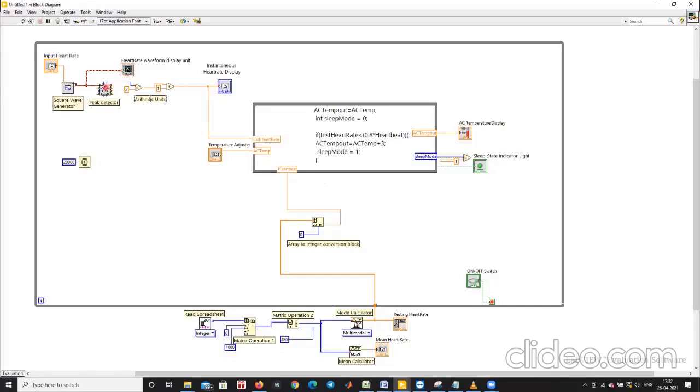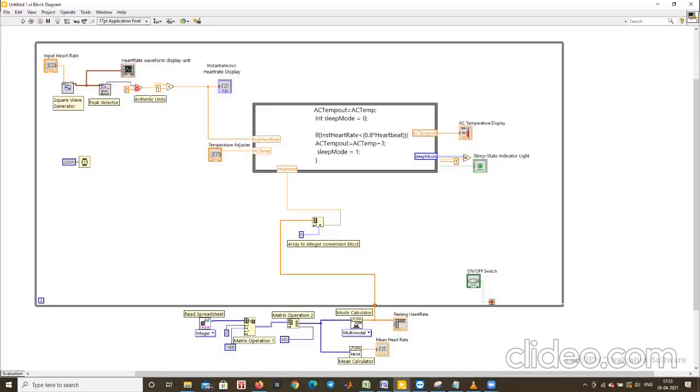Next, the peak detector. What this peak detector does is it takes the square wave and calculates the sum total of the peaks and the lows, both the peaks and the lows. This peak detector basically converts this waveform into an integer value, which is inputted into the arithmetic units.